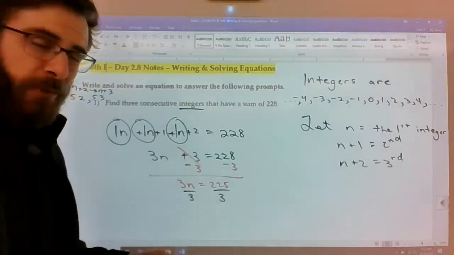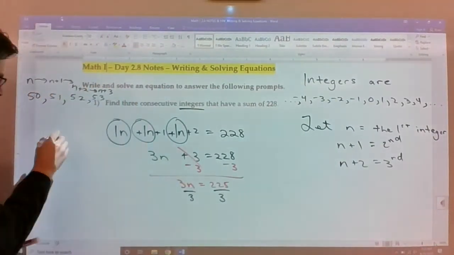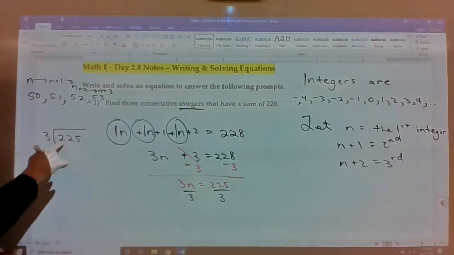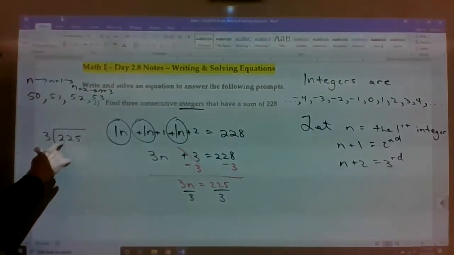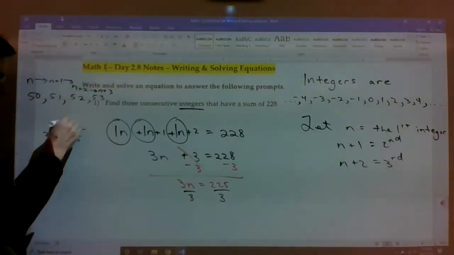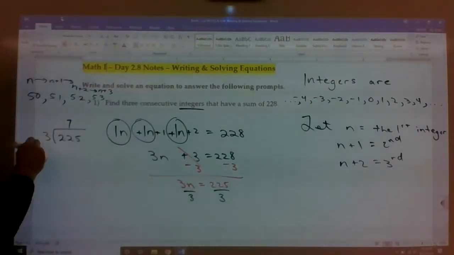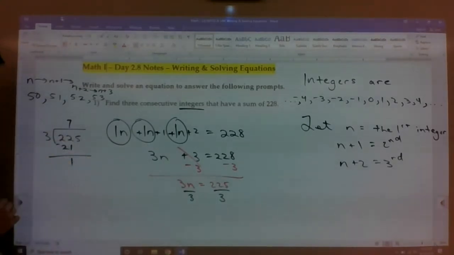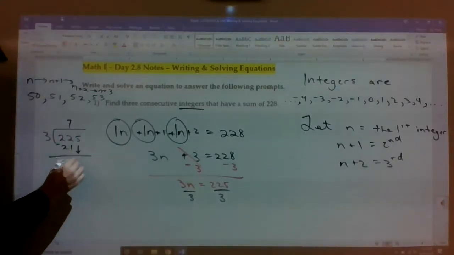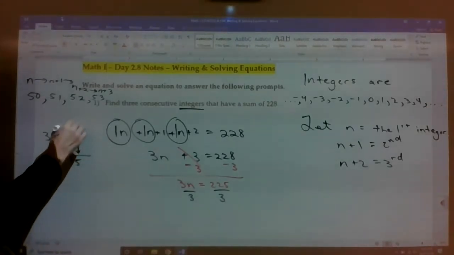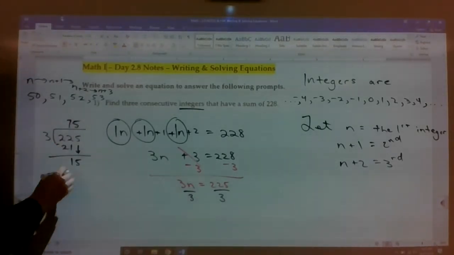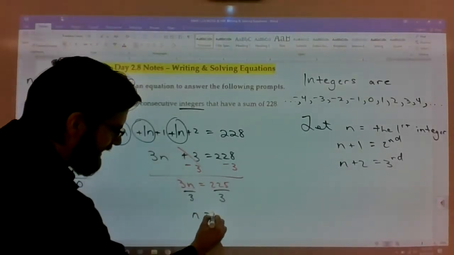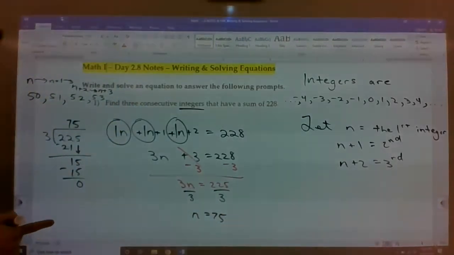225 divided by 3, if we've got to go off to the side to figure out that calculation, we got plenty of room to do so. 3 goes into 2 0 times, so I got to move to the next digit. 3 goes into 22 7 times. 7 times 3 is 21. Subtract. 1 is the difference. Drop the 5 to get 15. It's 75. And it's exactly 75. So n equals 75.